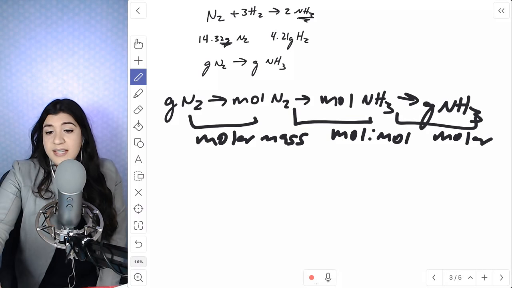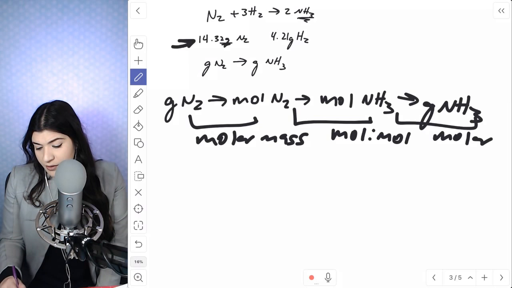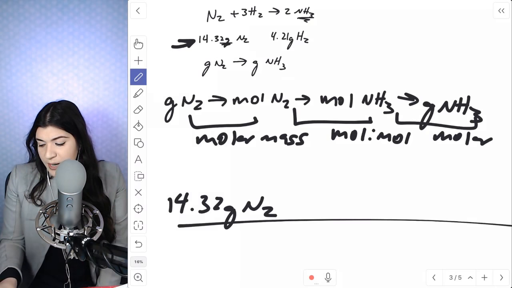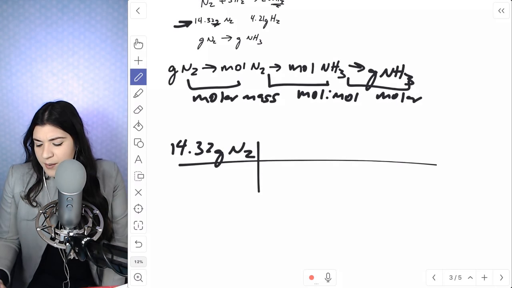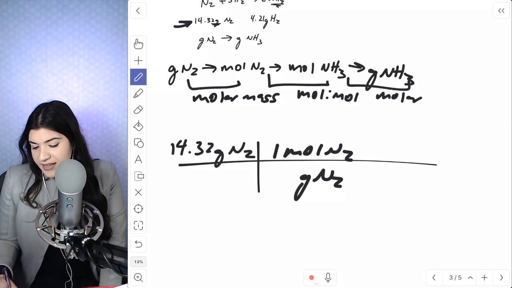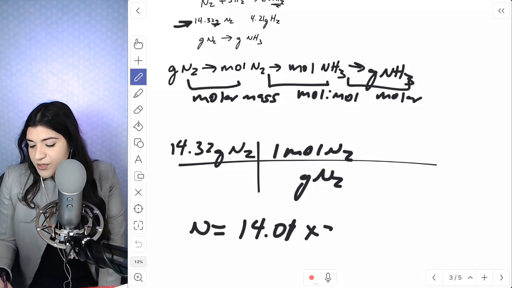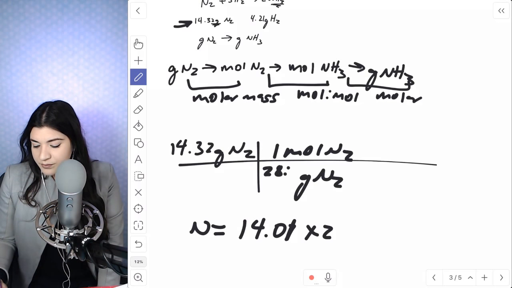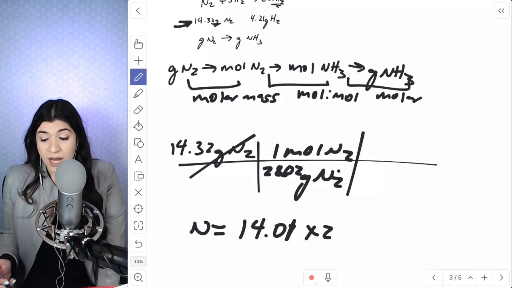So let's set this up. I'm going to start with the given. They start off giving me 14.32 grams of N2, and then I'll make my way to grams of NH3 using this little plan that I showed you before. So placing the grams of N2 and 1 mole of N2. Now, this is going to be the molar mass of N2. So N is really 14.01. I'm going to multiply that by 2, so we'll get 28.02. The grams and grams would cancel. Now we're at moles of N2.